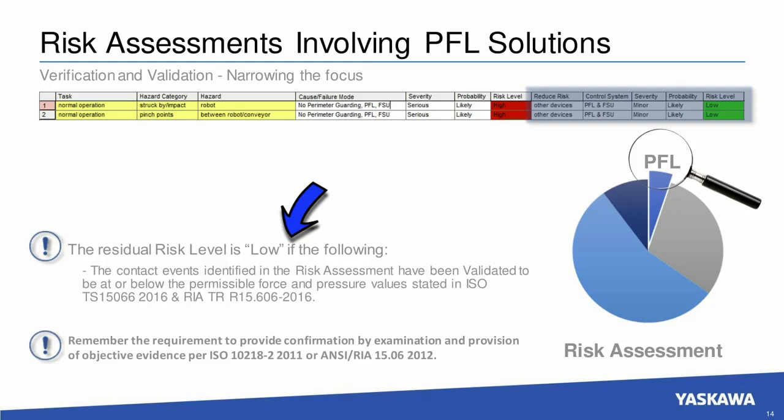Remember, the objective is to provide confirmation by examination and provision of objective evidence. So we have to show evidence that our risk assessment said we had to mitigate, we implemented the solution, and then here are my test results that prove I did what I said I was going to do to keep the operator safe. So you can see from start to finish, this is why we do verification and validation and why it's required.